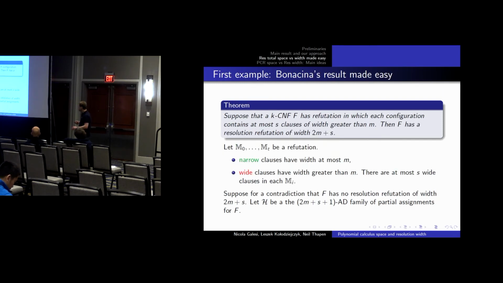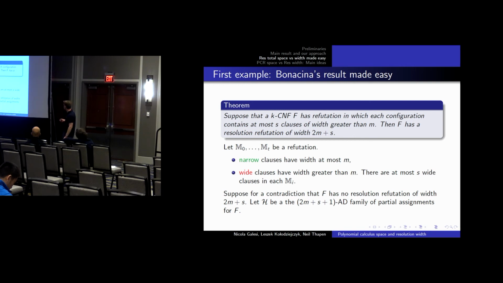Good, so what I want to tell you about, if I have the time, is a corollary of this paper, which is the fact that total space is at least width squared. There's a beautiful, simple result that follows from the technique in this paper, from this forward, backward thing. So let's prove this.